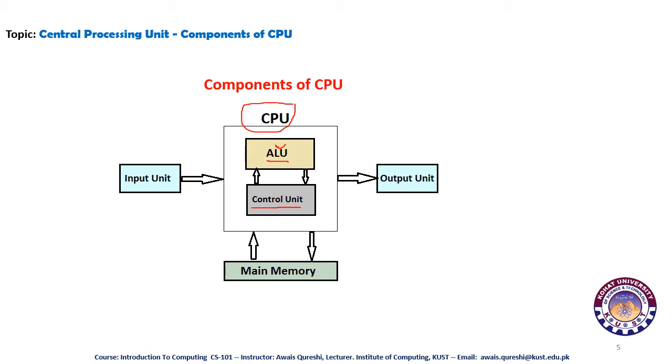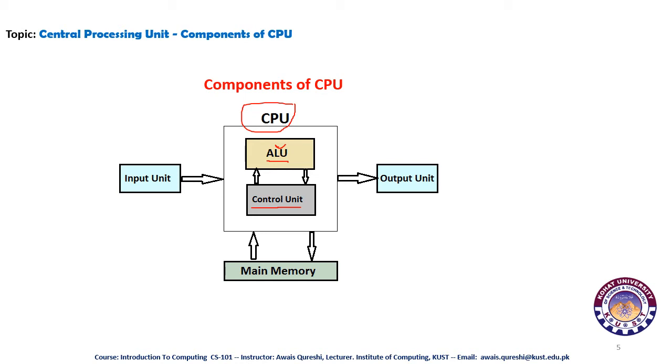Logical operations are, suppose we are going to compare two values to see which value is greater than or less than or equal to. So these special operators like greater than or equal to, less than or equal to, not equal to, not, these are all operations that are called logical operations. So the logical operations are performed by the ALU component of the CPU.